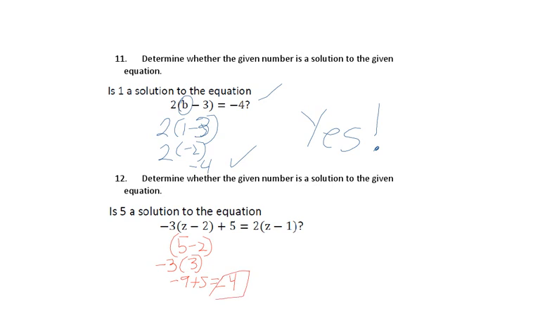Okay, well, let's plug 5 into z on the other side. If we get back negative 4, the answer is yes. If we get back anything else, the answer is no. Well, 5 minus 1 is 4. 2 times 4 is 8. They are not the same, so the answer is no. And that concludes part 1.